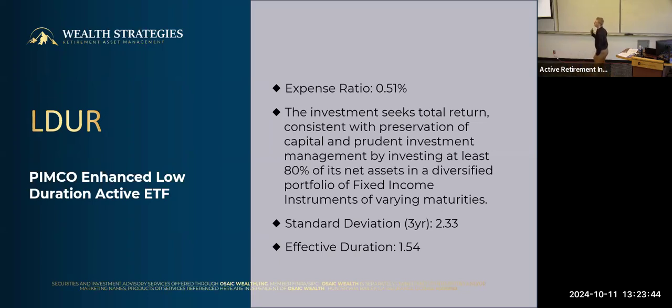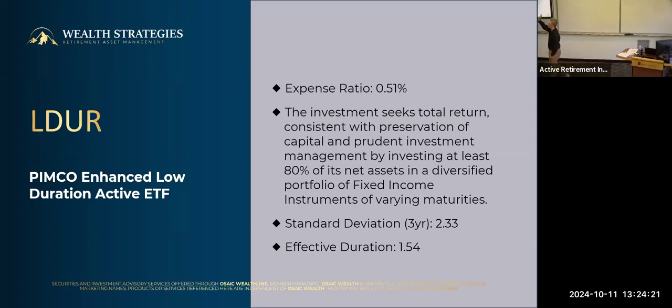This investment seeks total return, which basically means interest and capital gains. We're in for all of it. We just want to see the best return we can possibly get, but it's consistent with preservation of capital. So while wanting total return, growth and yield, we're also staying in line with preserving the assets in the fund. We're not looking to take a whole bunch of risk, but to get what we can for the level of risk that matches capital preservation. At least 80% of its assets go into a diversified portfolio of fixed income instruments of varying maturities.